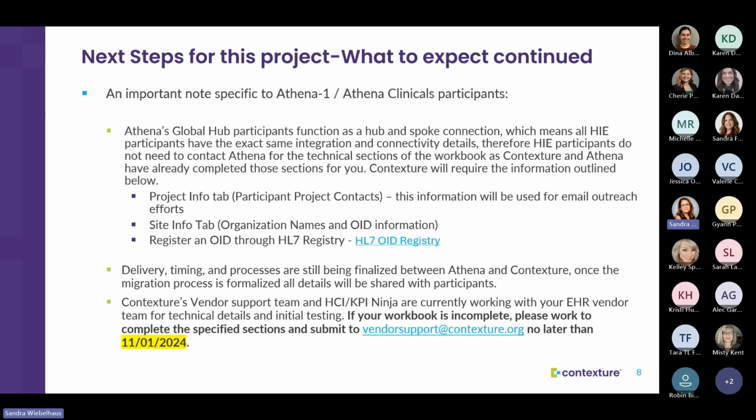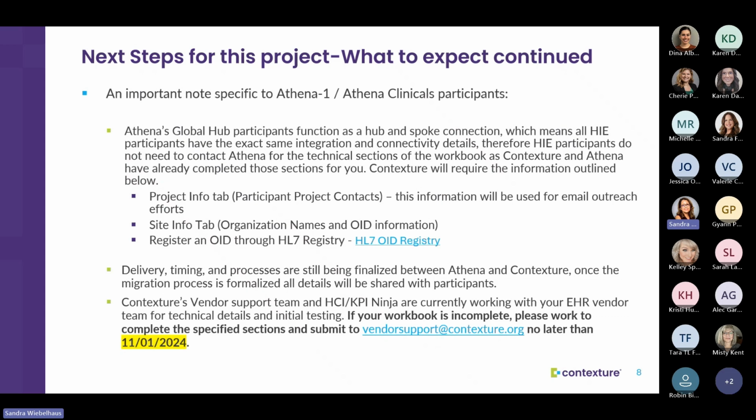However, we do require that you fill out the project info tab, which is where you have all your contacts, because that's how we're going to get a hold of you. That's the only way we can get a hold of you is if you include your email and your name. The site info tab, which includes your OID. So hopefully by the time you submit that workbook over to us, you'll have your own registered OID. And then of course, registering an OID through HL7 registry.